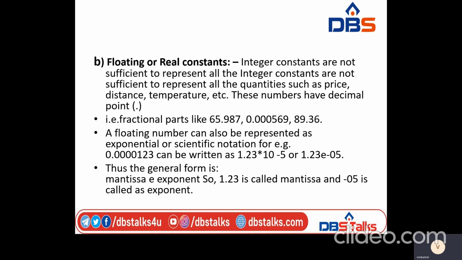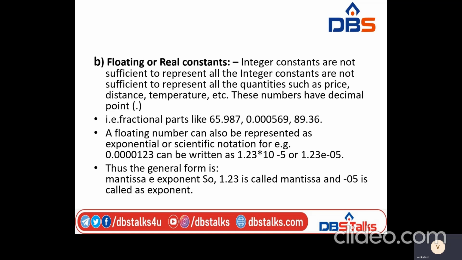For example, here I would like to show 65.987. Here 65 is the integer part, then the decimal point, and 987 is the fractional part. If we want to represent this type of constant, we go for floating point or real constants. A floating number can also be represented in exponential or scientific notation.